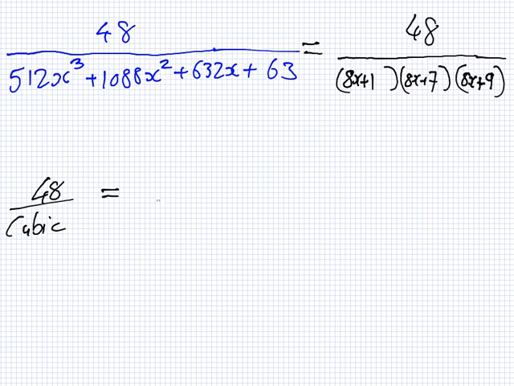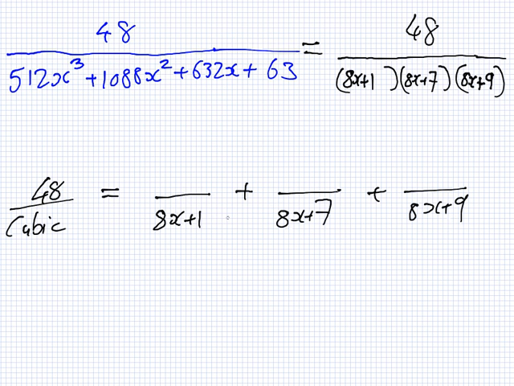So, how many fractions do you think would be needed here? Well, it's 3. What's the first denominator? 8x plus 1. 8x plus 7 is the next. And lastly, 8x plus 9. This is a linear with 2 coefficients. What should I have in the numerator? 1. A constant with 1 coefficient. A, B, C.